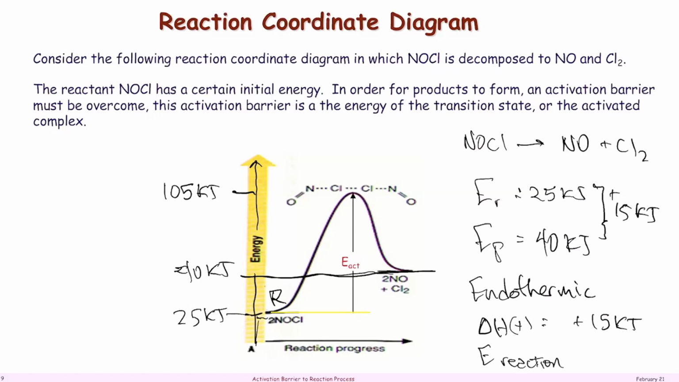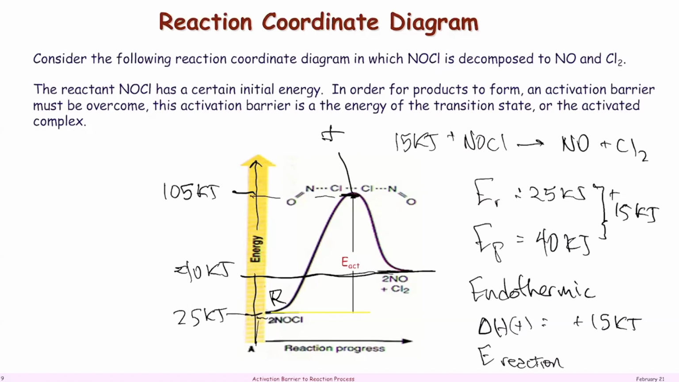Okay, the energy of the reaction. This requires 15 kilojoules in terms of thermochemistry. Okay, that's the energy. Now this right here is the transition state, and we denote transition state by a double dagger. And this species is not very stable.